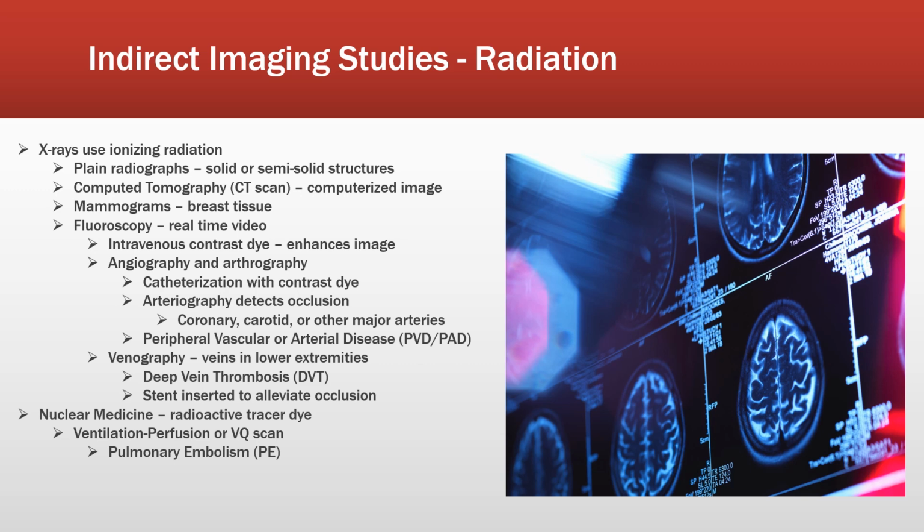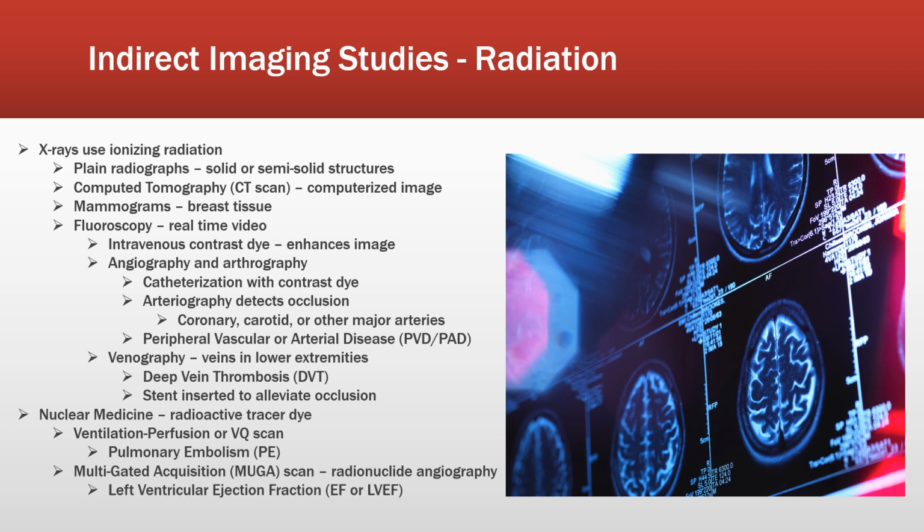Another type of nuclear medicine study is a multigated acquisition or MUGA scan. This test is also called a radionuclide angiography. A radionuclide tracer is injected and imaging obtained to evaluate the ejection fraction, which we abbreviate EF. This measures the amount of blood squeezed out of the left ventricle of the heart during one heartbeat. We also refer to it as the left ventricular ejection fraction, or LVEF. This value is reported as a percentage.